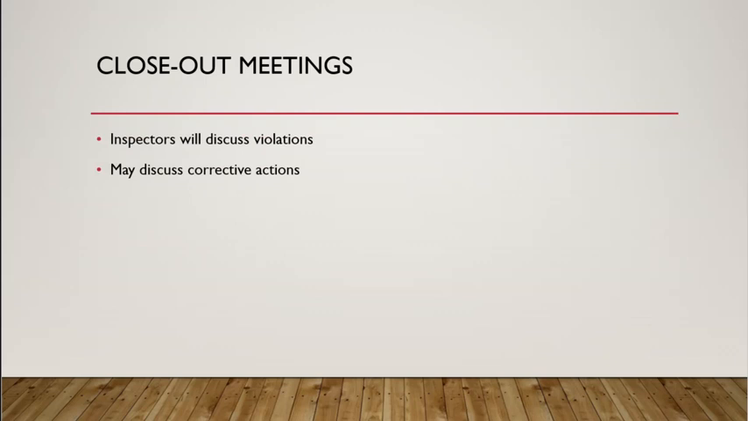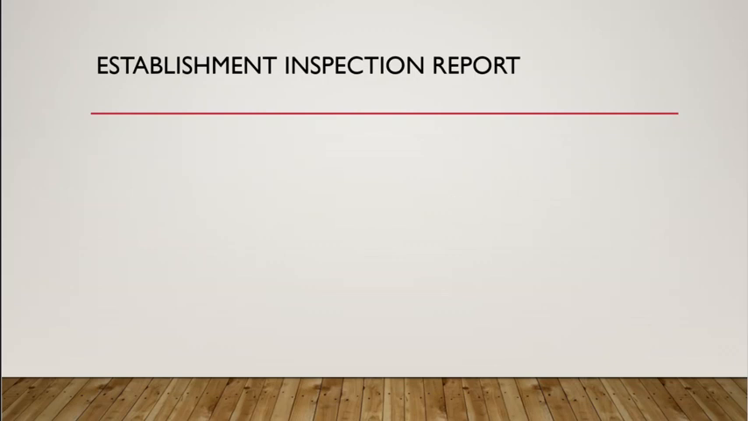Now, closeout meetings will involve a discussion with the inspector of any violations or observations, and there'll be some discussion of relevant corrective actions. And if there were significant violations observed, the Form 483 will detail those. And then following the closeout meeting, there'll be an establishment inspection report after every inspection, and that will summarize the inspection and the agency's observations. So that's a thumbnail overview of the FDA and its inspections.